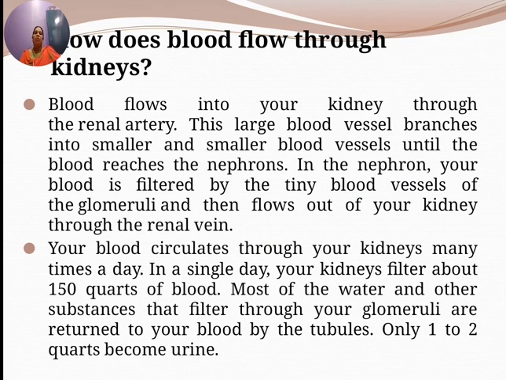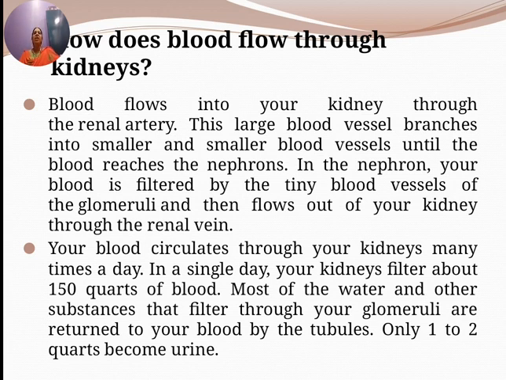Blood flows into the kidneys through the renal artery. This large blood vessel branches into smaller and smaller blood vessels until the blood reaches the nephrons. In the nephron, your blood is filtered by the tiny blood vessels of the glomeruli and then flows out of your kidney through the renal vein. They enter through the renal artery. After it is filtered, they go out through the renal vein.